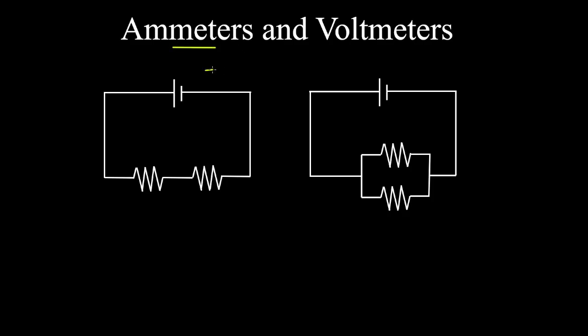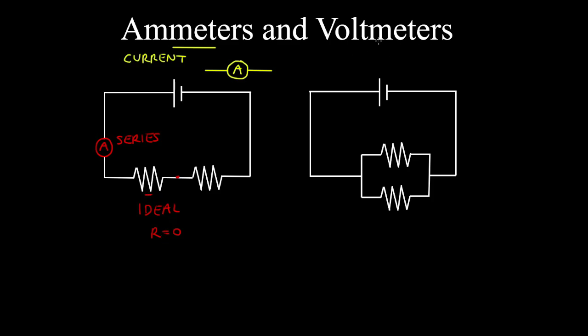Recall that ammeters were modeled using the following symbol. So ammeters are used to measure the current at a specific point in the circuit. So the ammeter should be connected in series with the element in which the current is being measured. And ideal ammeters have zero resistance, so they don't really affect the current in the element that they're in series with. So for example, this resistor.